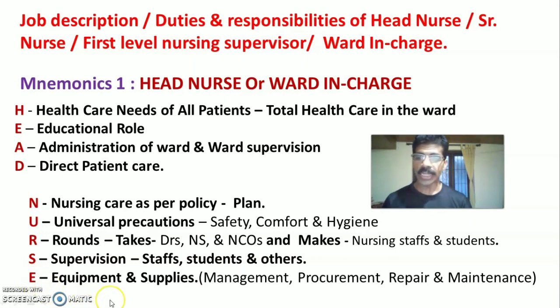Then E stands for equipment and supplies. So she has to manage all the equipment and articles available in the ward to render quality nursing services and all the supplies needed for quality patient care. So management, procurement, repair and periodical maintenance of all the equipment and supplies are the job description or duties and responsibilities of the head nurse in the ward. So that is the expansion for nurse, N-U-R-S-E. So now we got the total expansion of our job description of the head nurse.